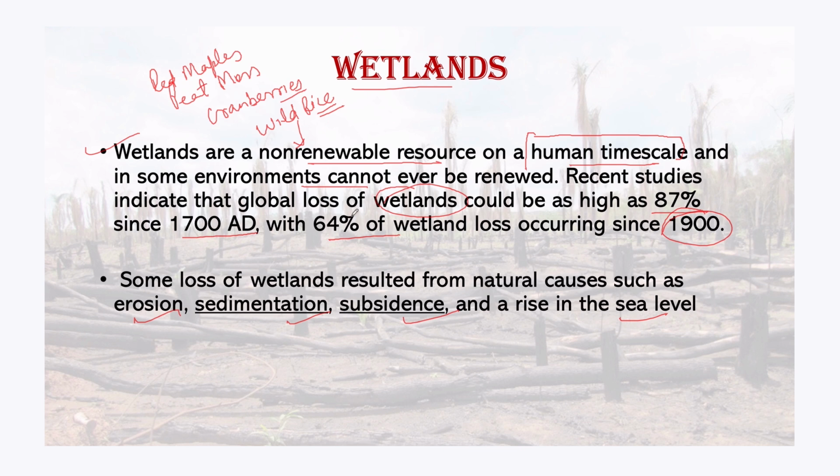Now wetlands provide environmental services. So what kind of environmental services? For example, food and habitat. They improve the water quality, commercial fishing, shoreline stabilization, and recreation.